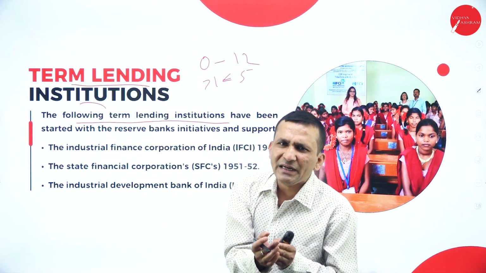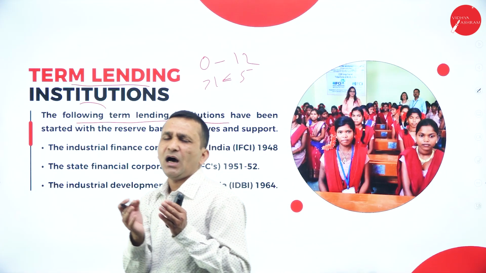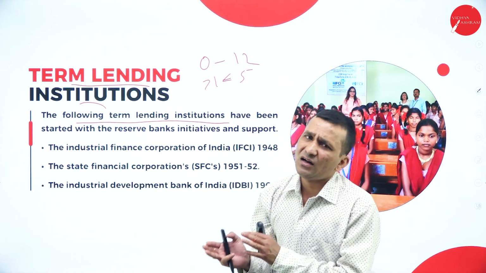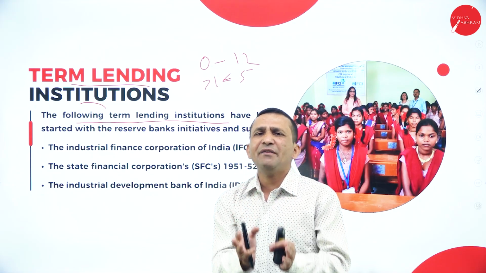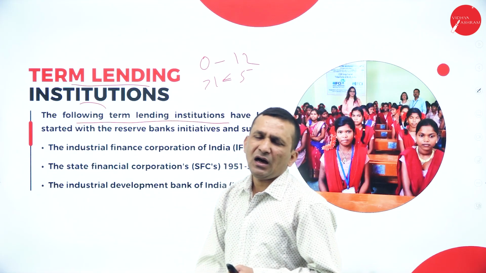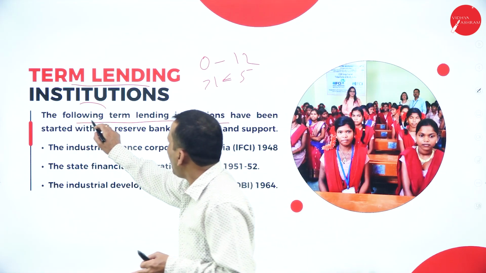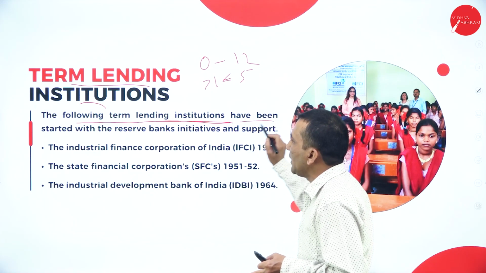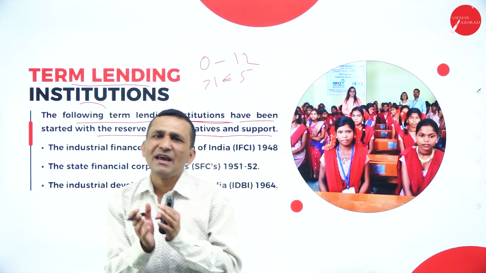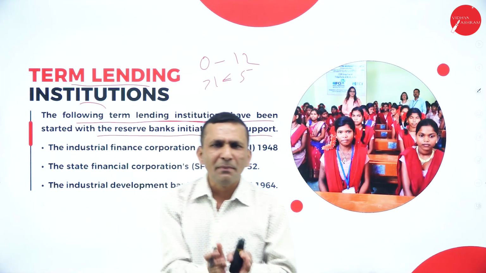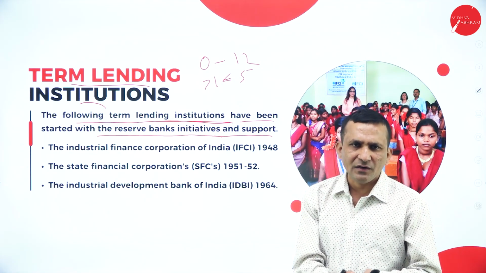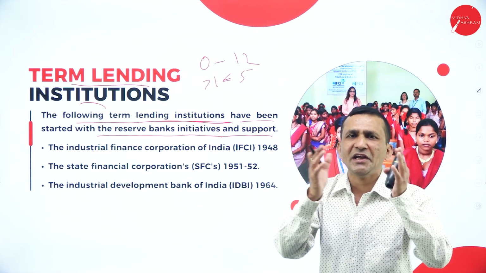So there are too many industries located in our country and worldwide. Either small scale industry, medium scale or large scale assembly industry, everyone is expecting a finance support, which is applicable for the institution for industrial purpose. So the following term lending institutions have been started with the Reserve Bank's initiative and support. RBI has given guidelines only for the industrial banks who are promoting industrial activity or industrial production, because we are talking about the national economy.